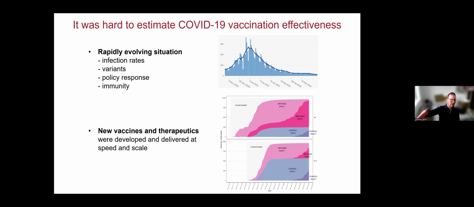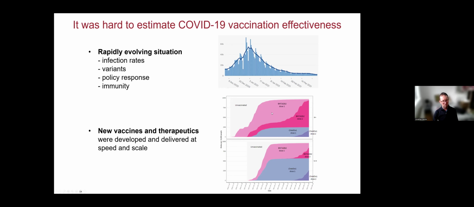The situation was rapidly evolving. Here are COVID infection rates during the second UK lockdown. They peaked at over 60,000 cases a day at the beginning of January 21 and declined as the effect of the lockdown happened. There were different variants over time, and people were developing immunity. And then I've already mentioned that the new vaccines and therapeutics were developed and delivered at speed and scale.